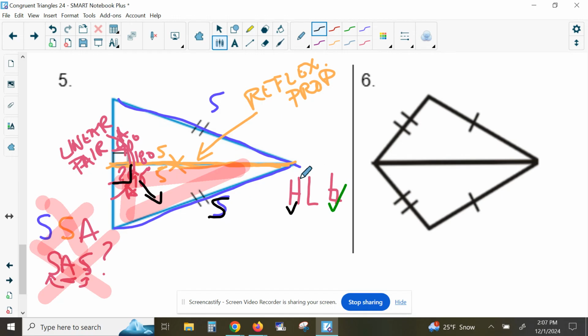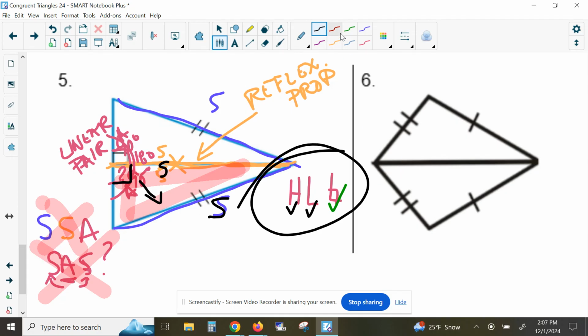And then you have to ask yourself, do you have one of the other legs? Now, one of my legs is this one over here, which I do not have. But the other leg is this one here, which I have right there. So I do have hypotenuse leg right angle.